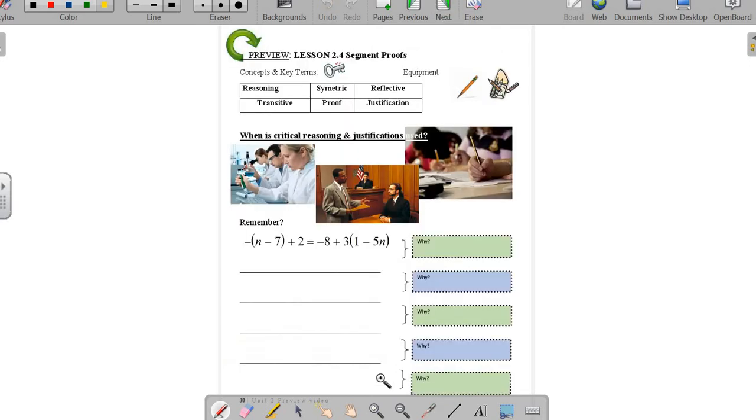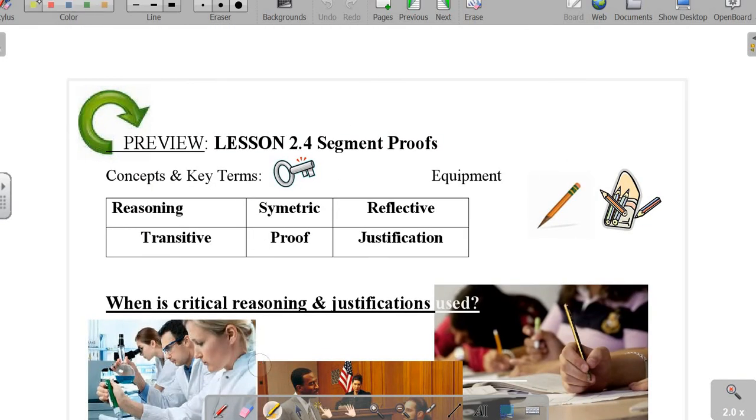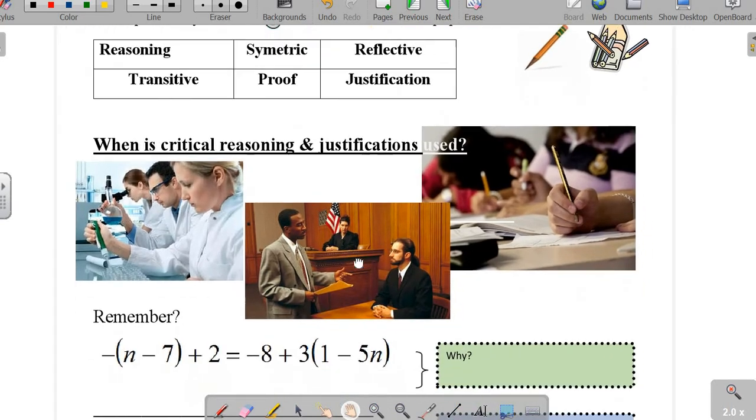We're going to be talking about something called segment proofs. Now, do not be intimidated by this word proof. All it means, a proof, is simply an explanation. When we talk about proving something, we just mean explain something. Okay? So don't be overwhelmed. We're going to be talking about critical reasoning and explanation.